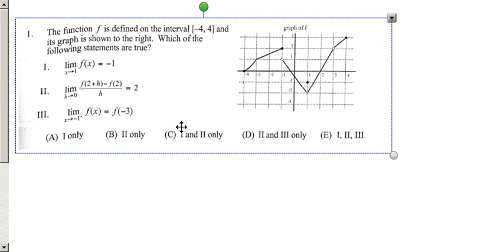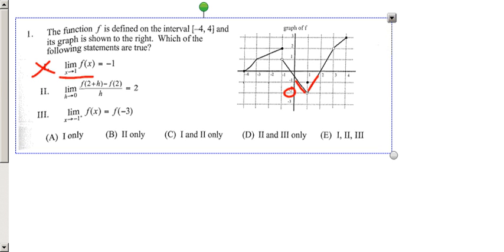Okay, so we'll go through these problems rather quickly. Hopefully they'll make some sense. So the first thing to answer, as x gets close to 1, what is my function getting close to? Well, we see as x is getting close to 1 from either side, the y value that it's close to is -2. So that's 1 is false.